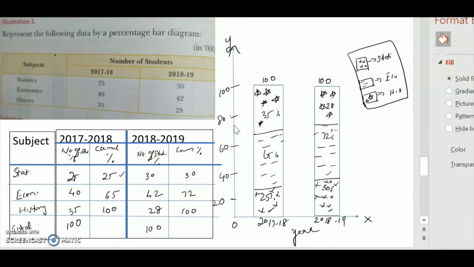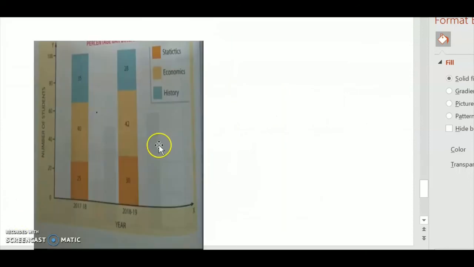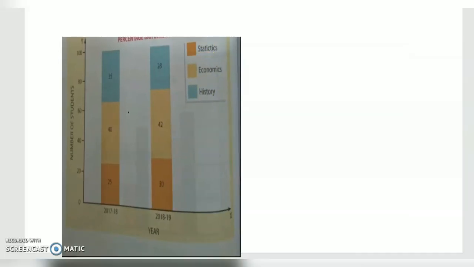Okay, in this way we have to draw the percentage bar diagram. I will show you the correct measurement here. Here you can see the different components in percentage terms they are representing, and in the index all these different colors are given, and these colors are given here also. Hope this percentage bar diagram is clear.